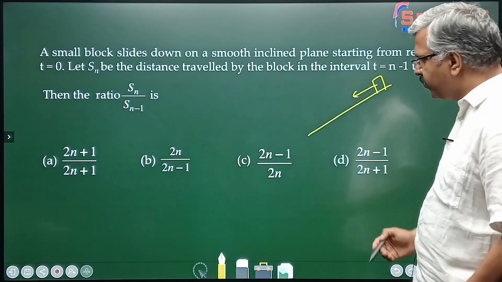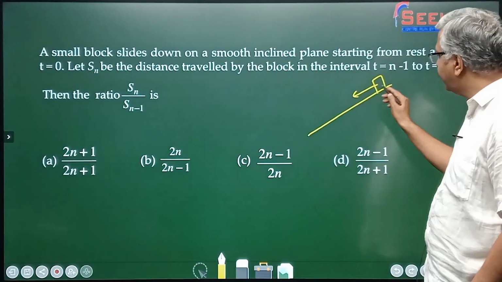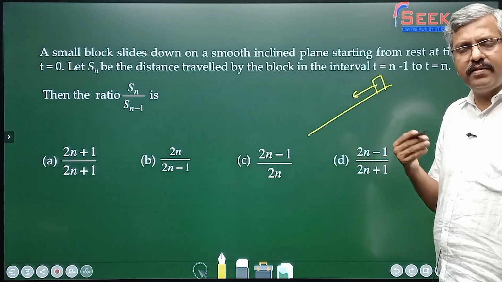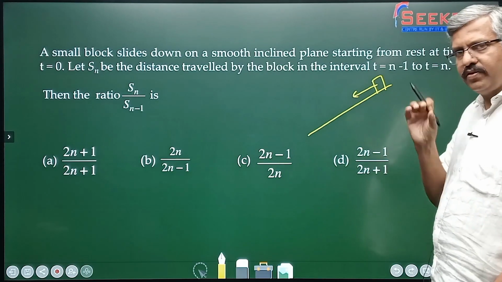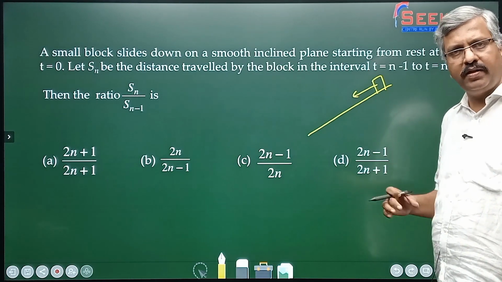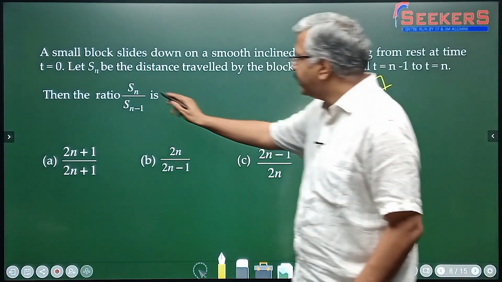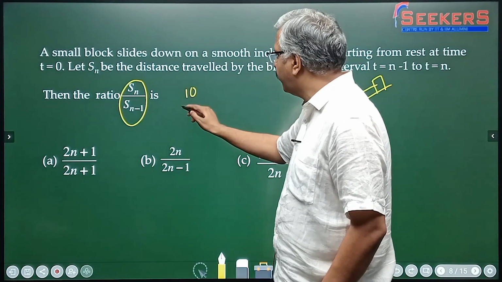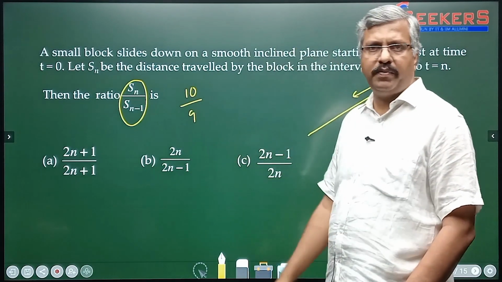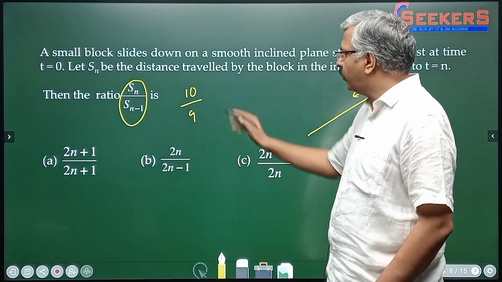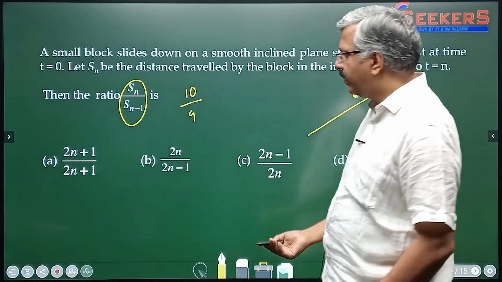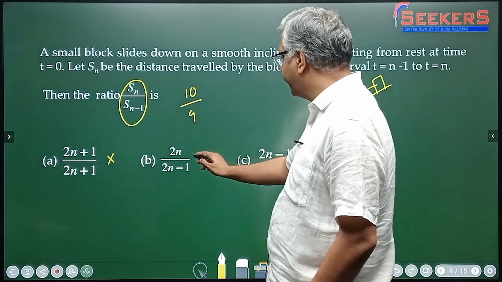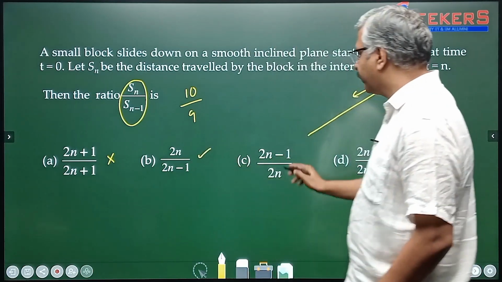So oru vishayam all of you must know that as it is moving down it is accelerating. So as it is accelerating, distance adhikam aite varum. First second la distance konchama irukum, second la idum koncham adhikam aite irukum. So inge ungalku Sn by Sn minus 1 kekranga. So 10th second la evlo travel pannirukku by 9th second evlo travel pannirukku and the ratio kekranga. So this should be greater than 1. So greater than 1 na, this option there is something wrong in this, not possible. Greater than 1, this is possible.